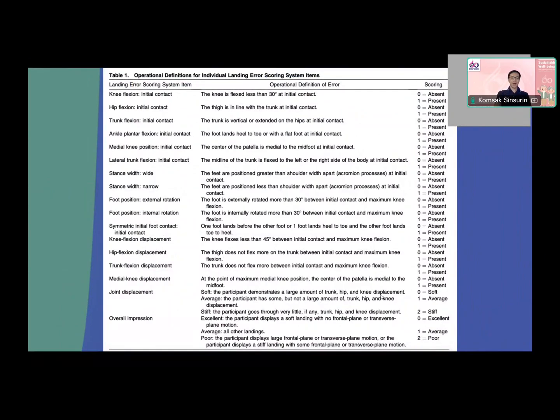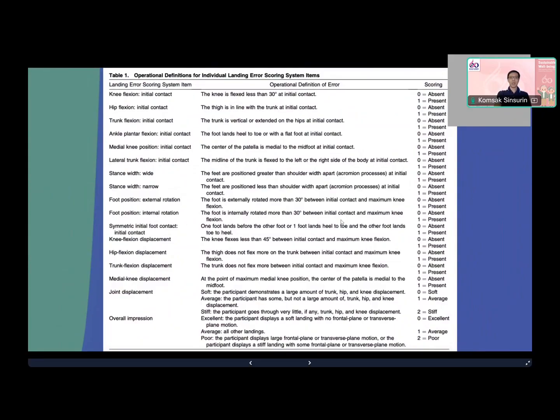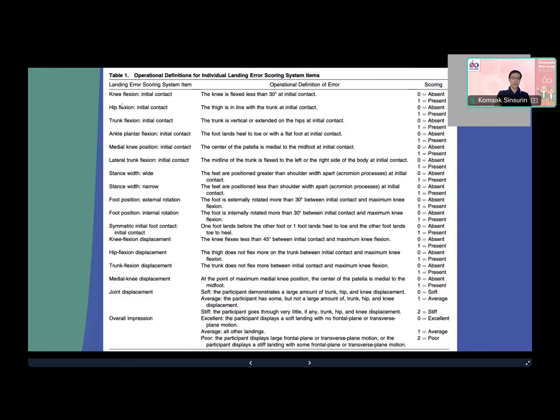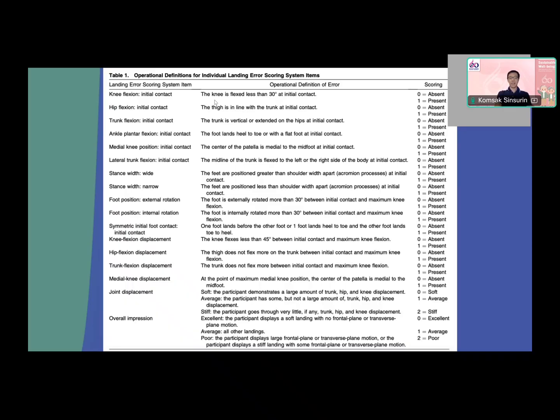If we found a movement error, we give a score of 1. But if the movement error is absent, we give a score of 0. For instance, in the movement assessment, the first criterion is that the tester, or the sport PT, observes the knee flexion at initial contact. In the video, we look at the side-by-side view to observe the knee flexion.